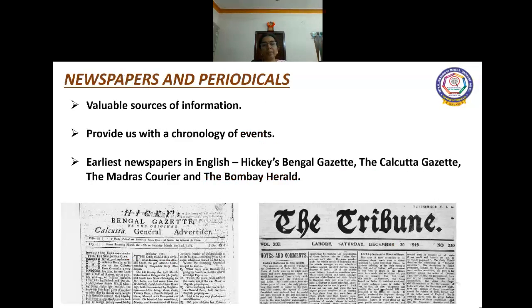And we can see here some examples of newspapers and periodicals. They provide valuable sources of information and they provide us with a chronology of events, that is, the periodical events. The time of the event which happened is provided by the newspapers and periodicals. The earliest newspapers in English, for example, Bengal Gazette, Calcutta Gazette, and Madras Courier and Bombay Herald, also provide some valuable information about the modern period of Indian history.